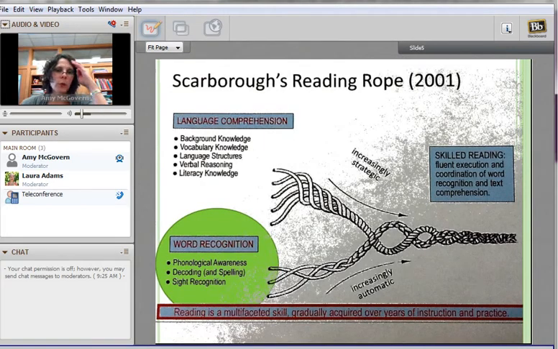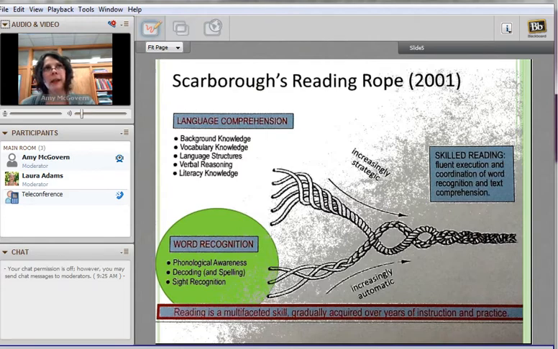Scarborough's reading rope is a great visual for demonstrating the importance of language comprehension and word recognition and how they really do wind together to build a fluent reader over time. You cannot have a fluent reader without both of these skills in place.